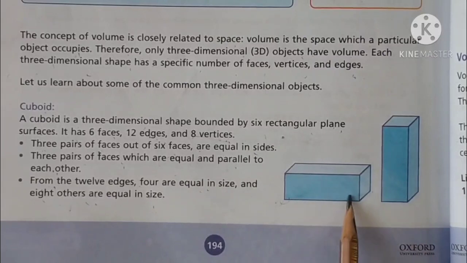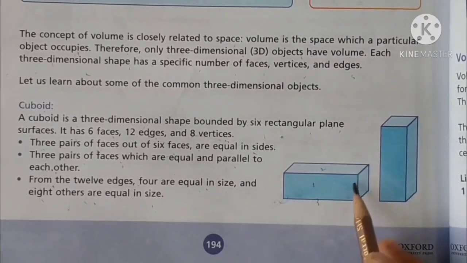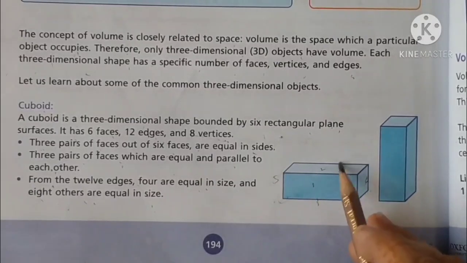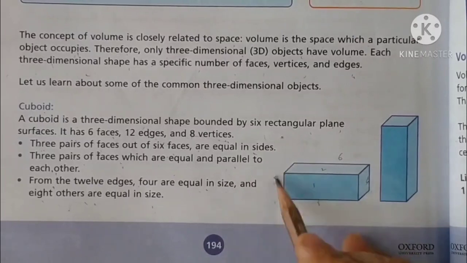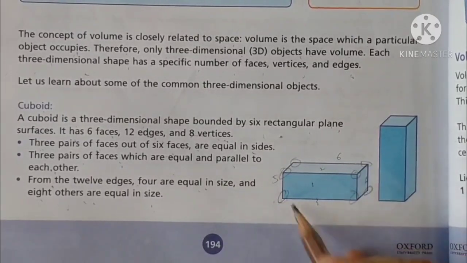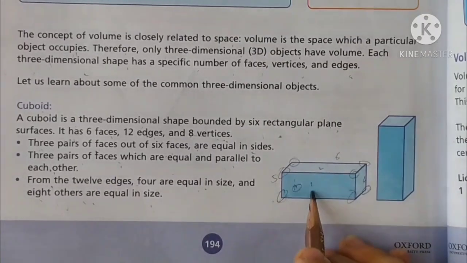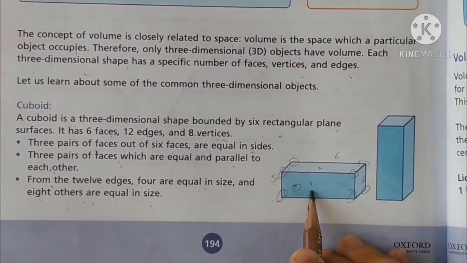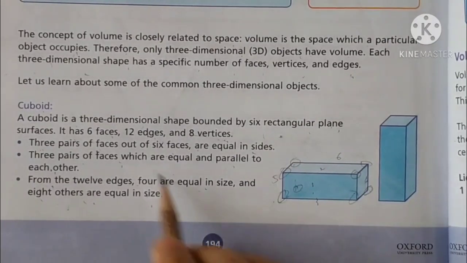Look at this picture, dear students. Look at here. 1, 2, 3, 4, 5 and 6 in the back side. Okay, 6 faces हैं. 1, 2, 3, 4, 5, 6, 7 और एक आपके पास यहाँ बैक साइड पे है. 8 इसके vertices हैं. Now how we can say that there are 12 edges?